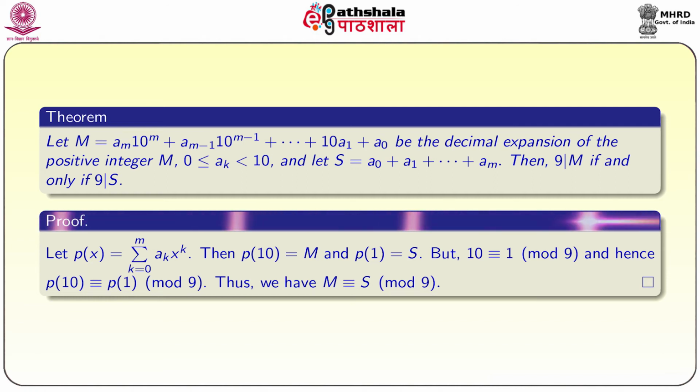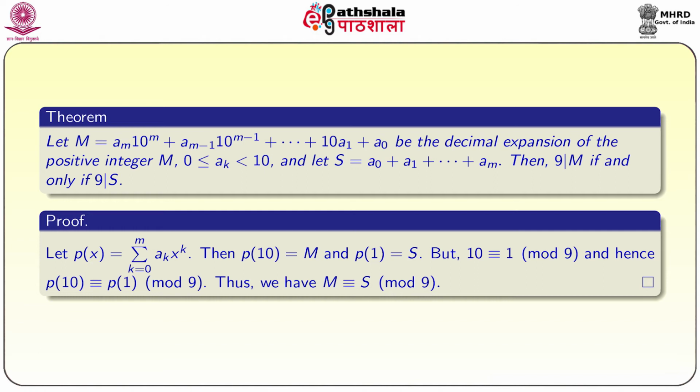So, how to prove? Let P of x equal summation k equal to 0 to m a_k x^k. Then P of 10 is equal to m, that is the decimal expansion, and P of 1 is equal to s. It is easy to see that if you plug in 1 in this polynomial P of x, we will get the sum of all the coefficients, that is exactly s.